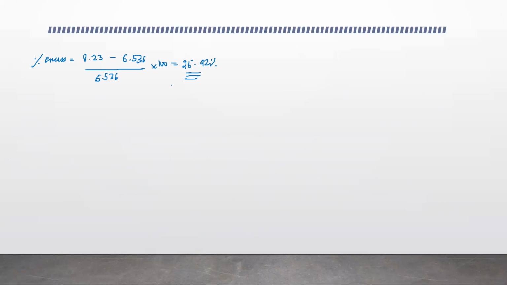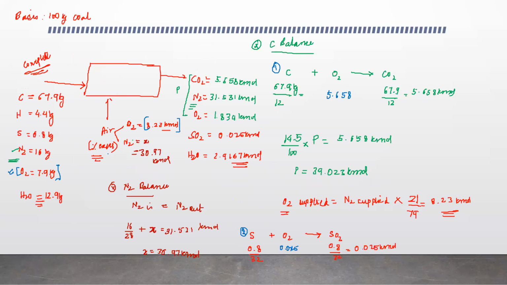Okay, 25.92%. This is what we require. All right, that is the percentage excess of air. So I'll go and mention it. Okay, now our block diagram is complete. Now let's go on to see what the problem has asked.